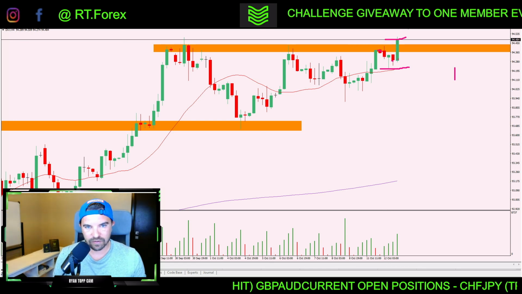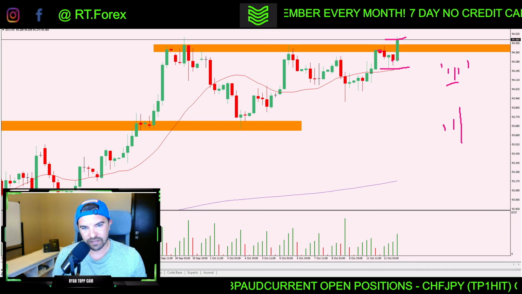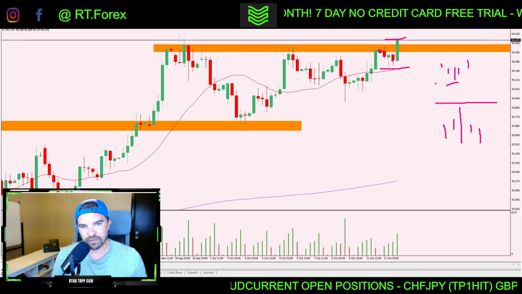So for an anchor to an uptrend, you need 2 bars like this. For an anchor for a downtrend, you need 2 bars like this. Stop loss below, stop loss above.